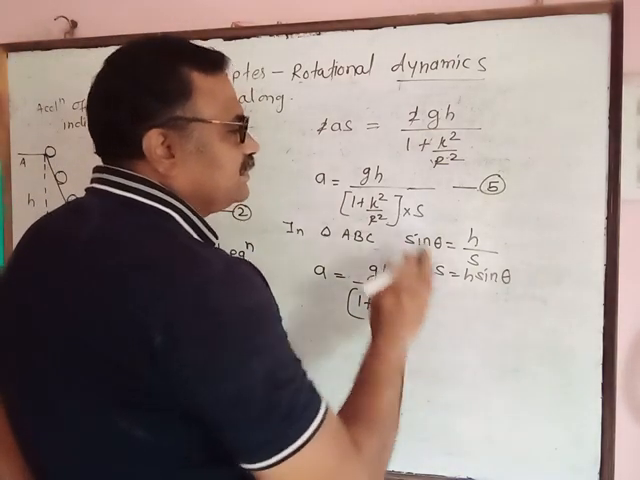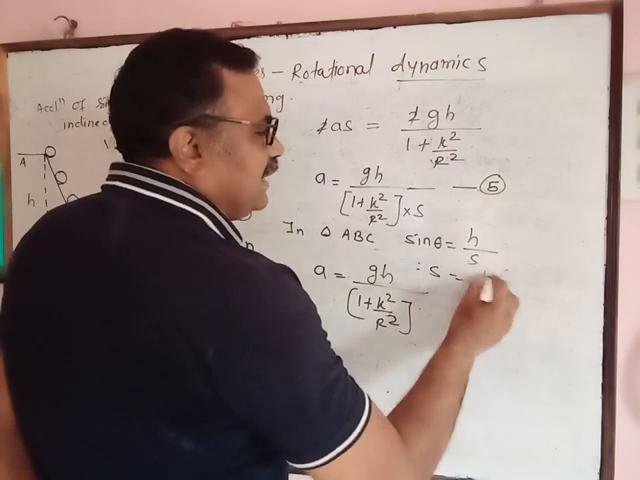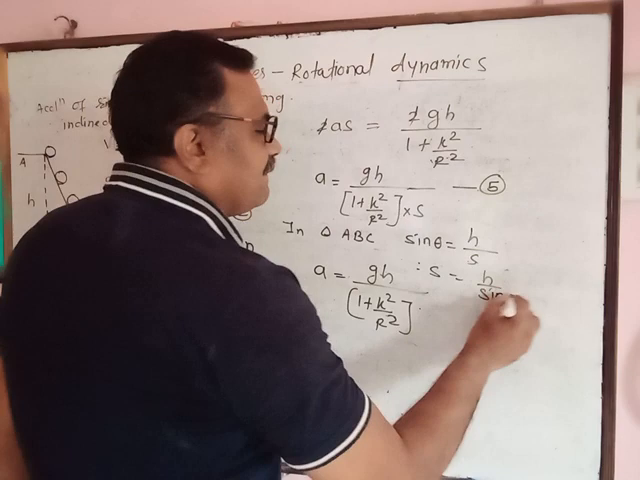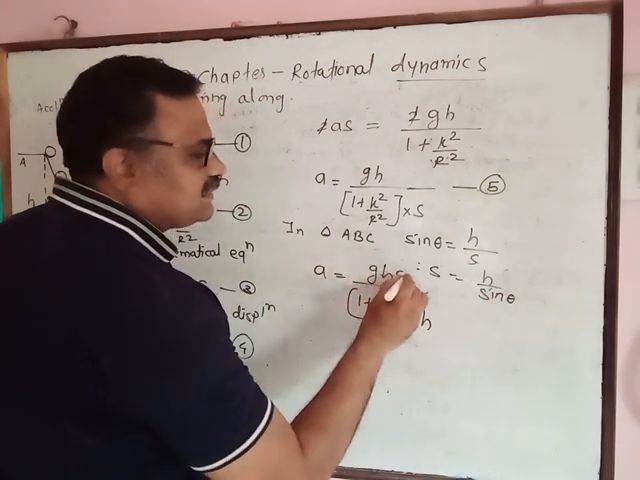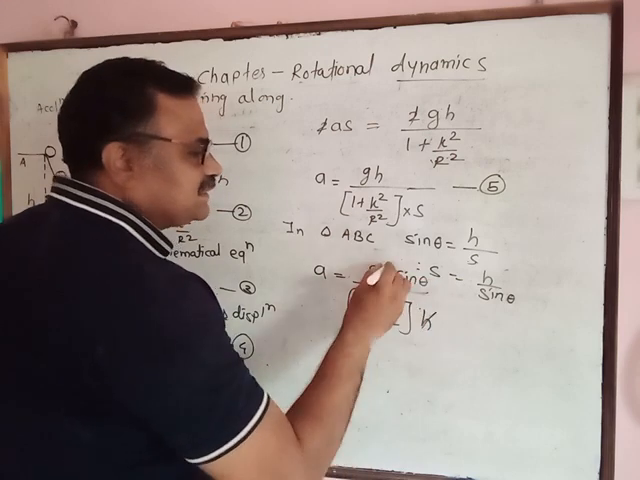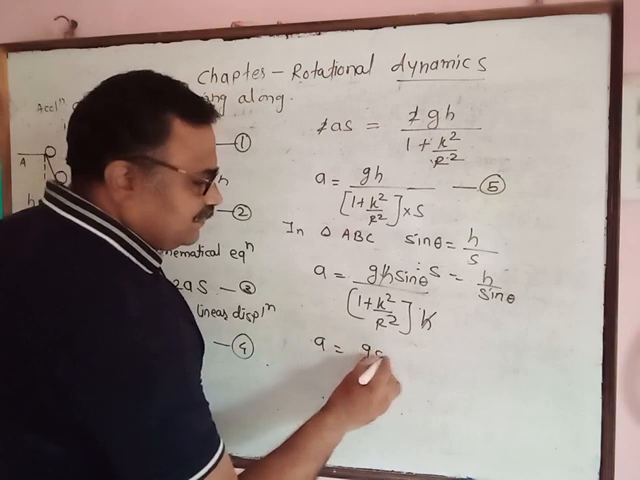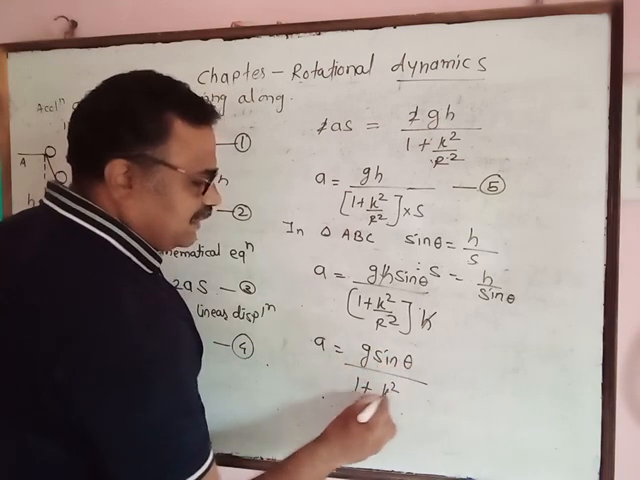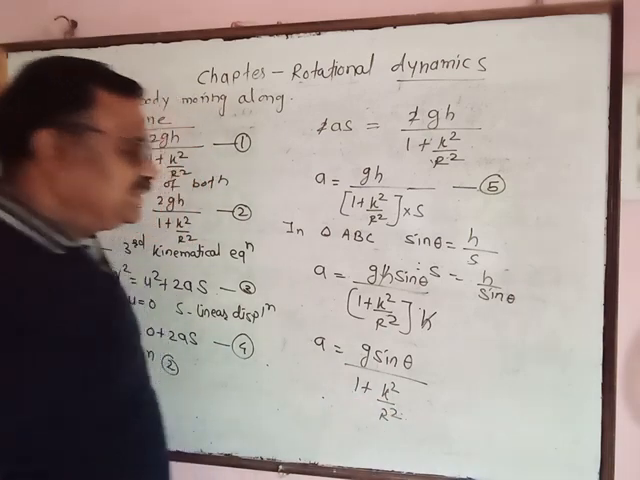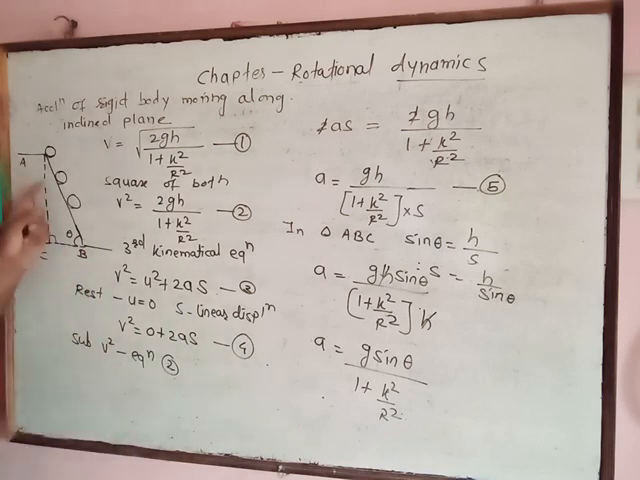S means h upon sin theta. H upon sin theta. Therefore h gets cancelled and we get a equal to g into sin theta upon 1 plus k square upon r square. This is the expression for the acceleration of the body along the inclined plane.